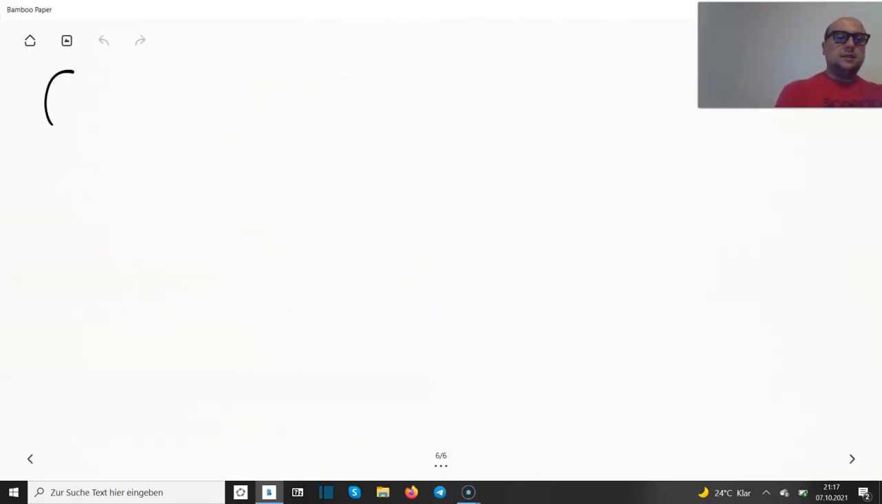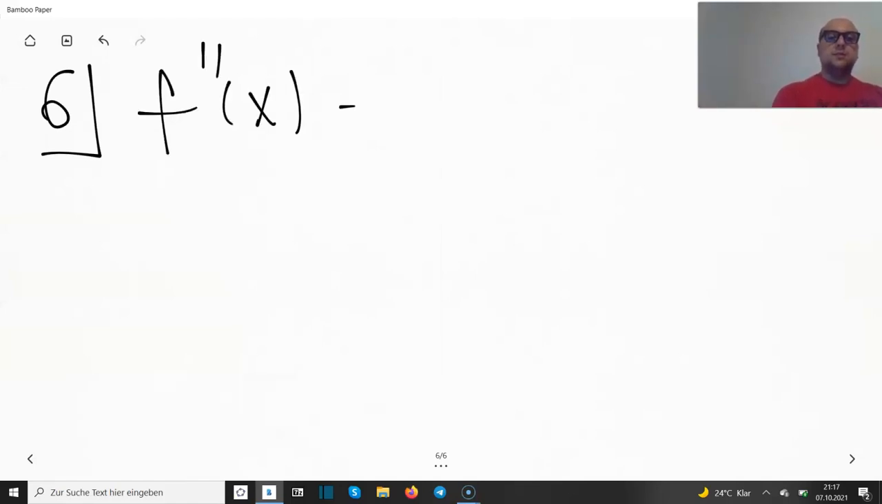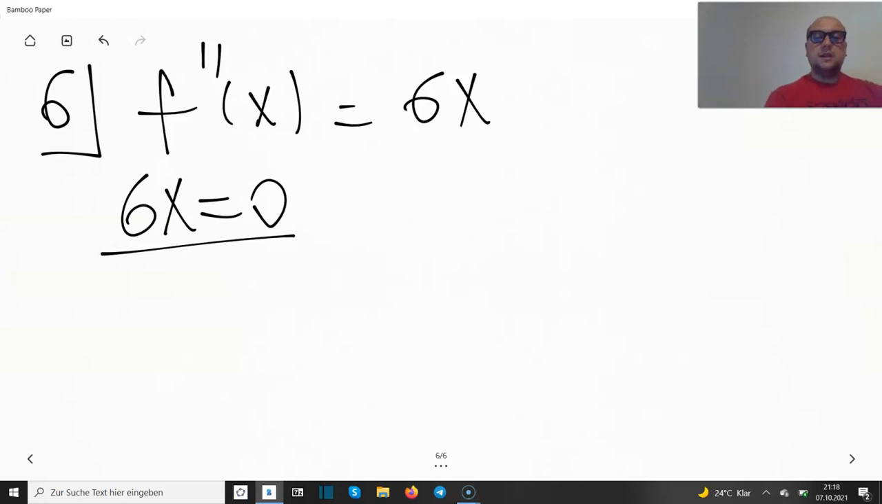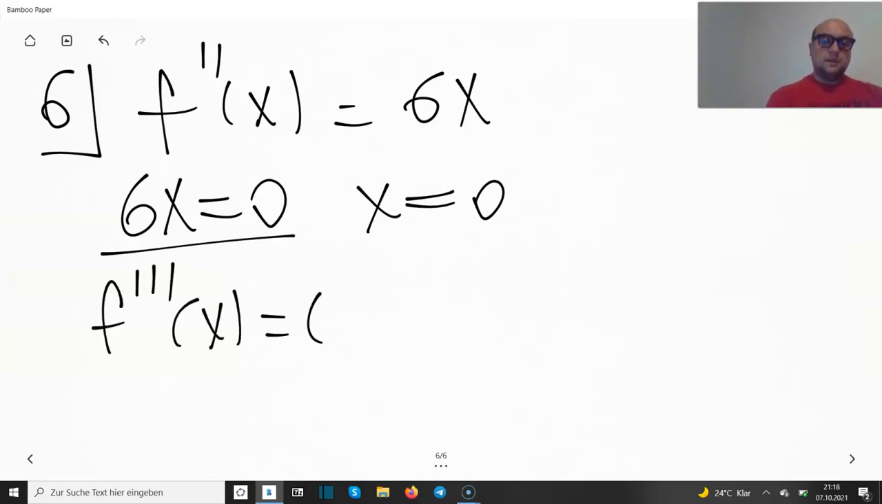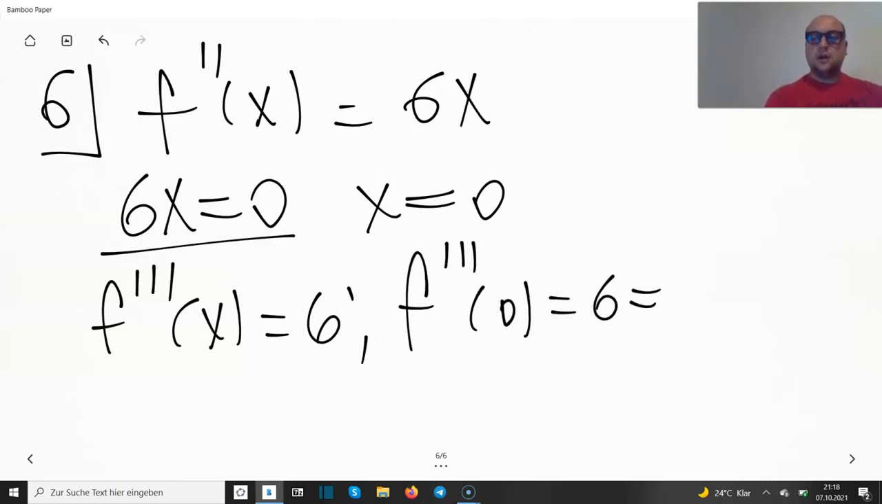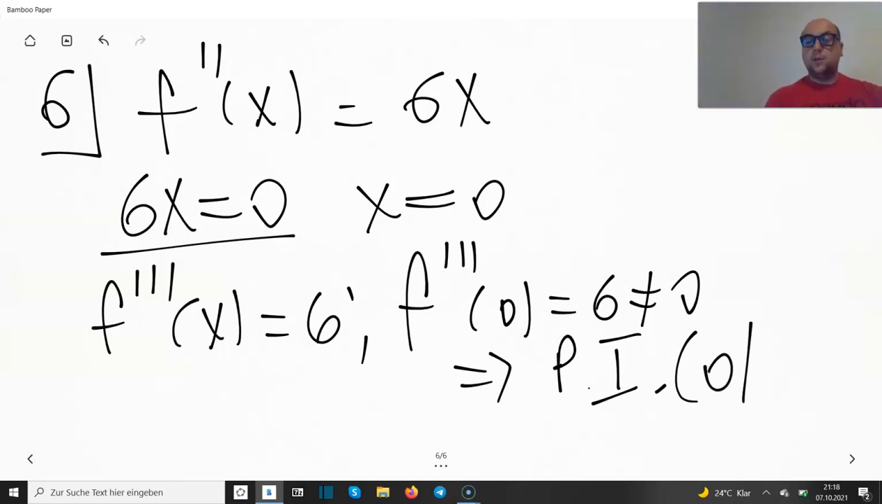All right, number 6 is the points of inflection. In order to do this, we compute the second derivative, which is just 6x. So 6x equals 0. We've done it last time. Of course, x is 0. The third derivative is 6. The third derivative at 0 is still 6, so unequal to 0. So we have a point of inflection. And with the x value of 0, the y value is, well, obviously 0 again because of the function.